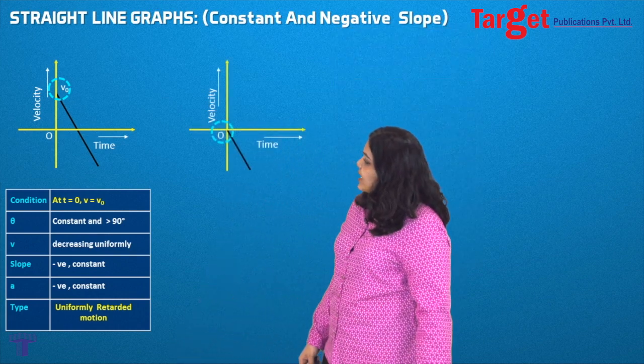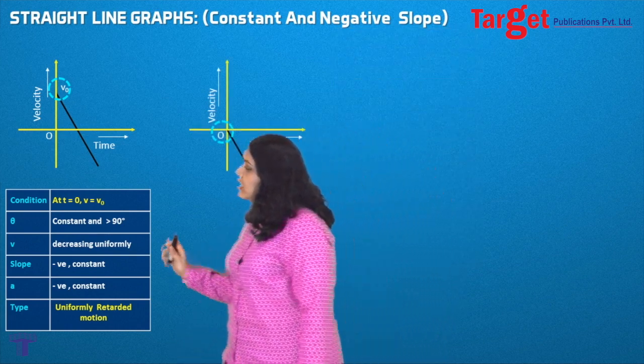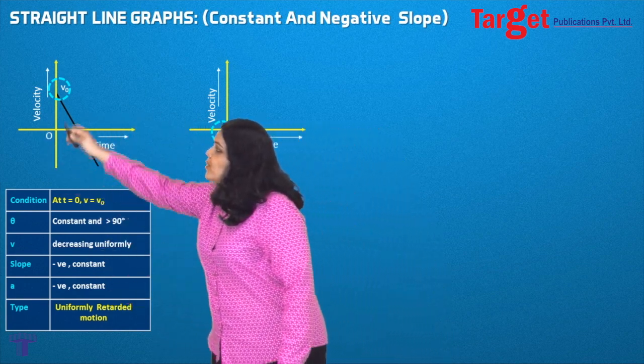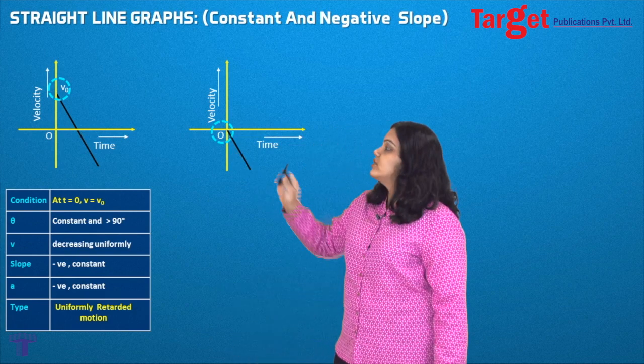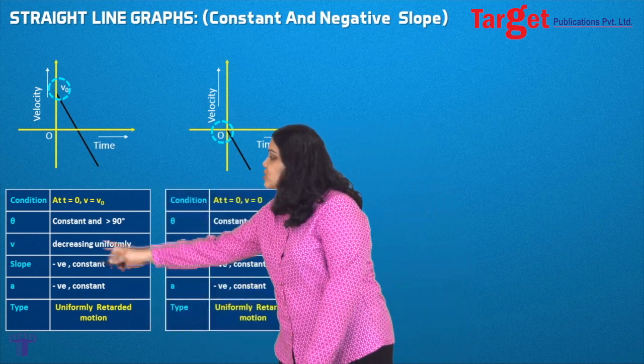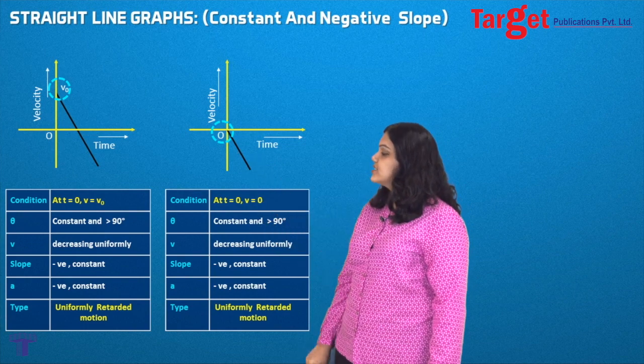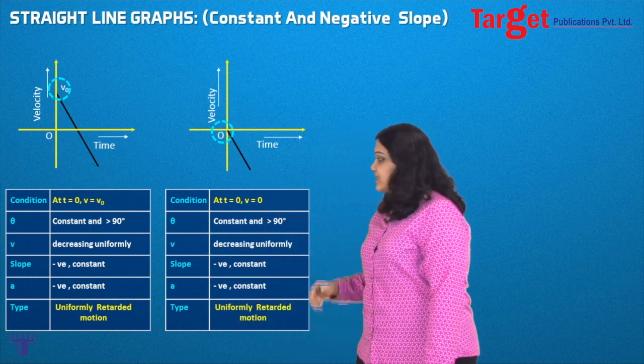Let's take a look now at the next graph. This graph here and this graph here again look almost the same, except that we have pulled this graph down to the origin. So now the only thing that changes is the condition. At t is equal to 0, v is equal to 0, as you can see for yourself. Everything else remains the same.